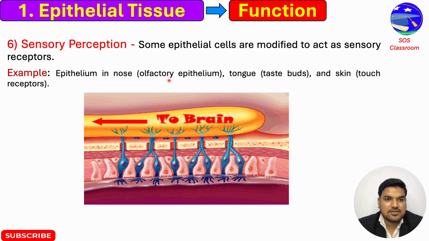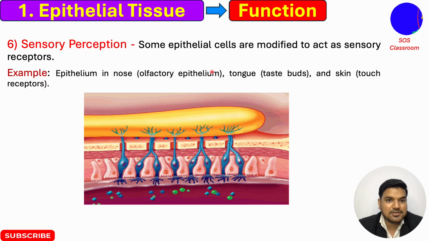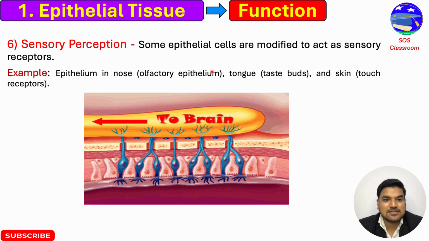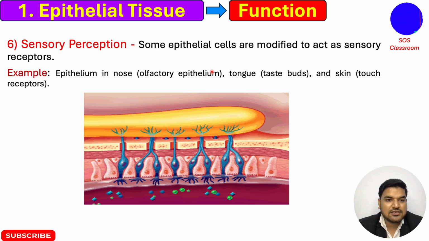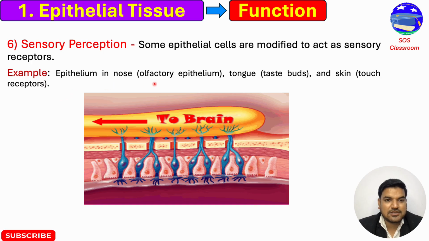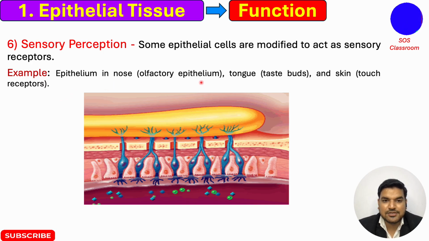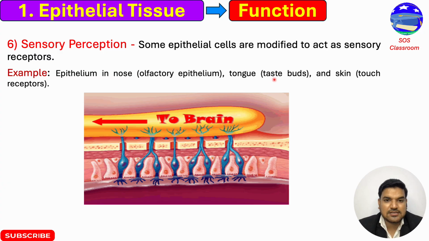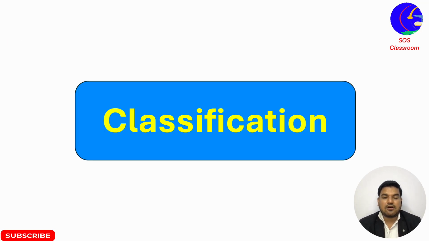And the last function is the sensory perceptions. Sensory perception means that epithelium cells are modified to act as sensory receptors, especially in the skin. For example, epithelium in the nose works as olfactory epithelium, in the tongue works as taste buds, and in the skin as touch receptors. You can see these are the receptors, which receive the signal from the external environment and send the signal to the brain. So this is all about the functions of the epithelium.